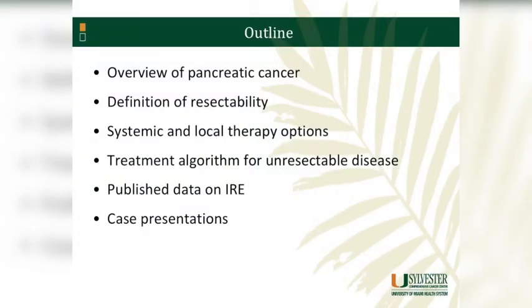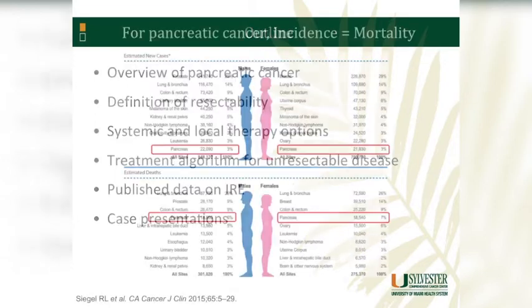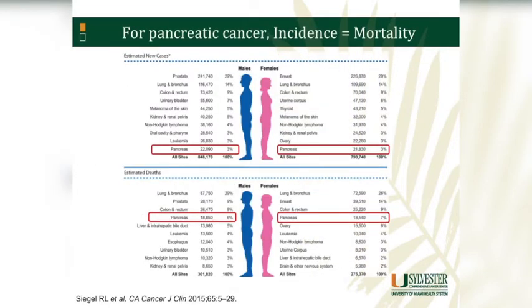I'm not going to spend too much time on the background. I imagine most of you already know about pancreatic cancer. We know that it's now the third leading cause of mortality in the US. It surpassed breast cancer this year, and most patients who are diagnosed with pancreatic cancer end up dying from pancreatic cancer. So why are the survival rates so poor?